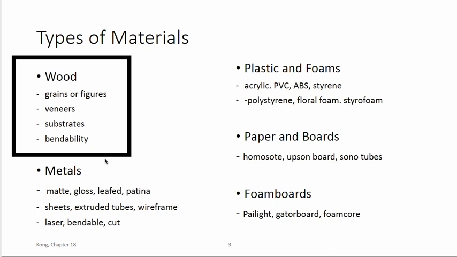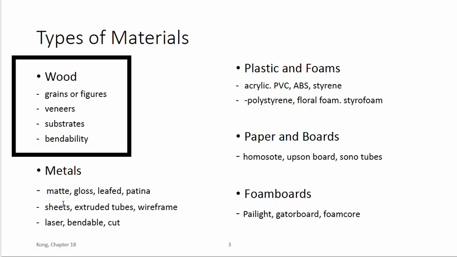In wood, grains and figures have very different variations, and veneers are artificial wood material, and substrates can also be differentiated depending on the uses of the wood, and bendability as well. Some wood panels are really hard, but some wood panels are kind of flexible and soft, and you can make them any form of design and shape. So that's why I made this wood as a really bold box.